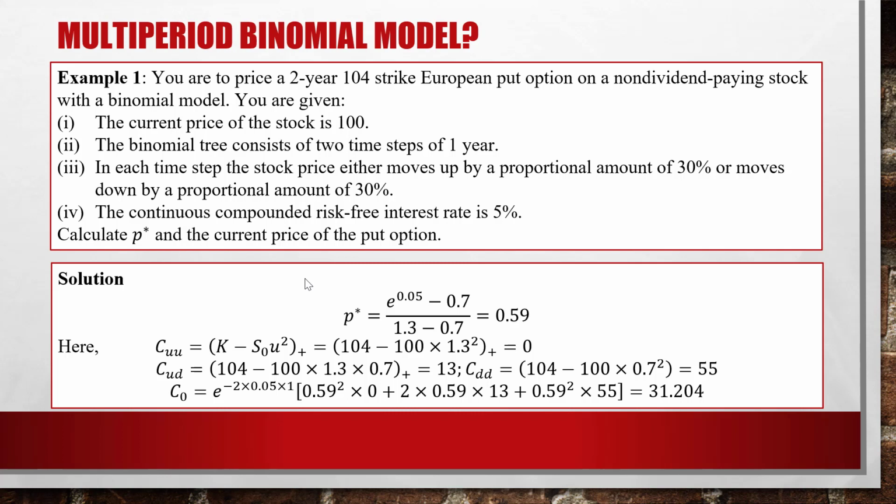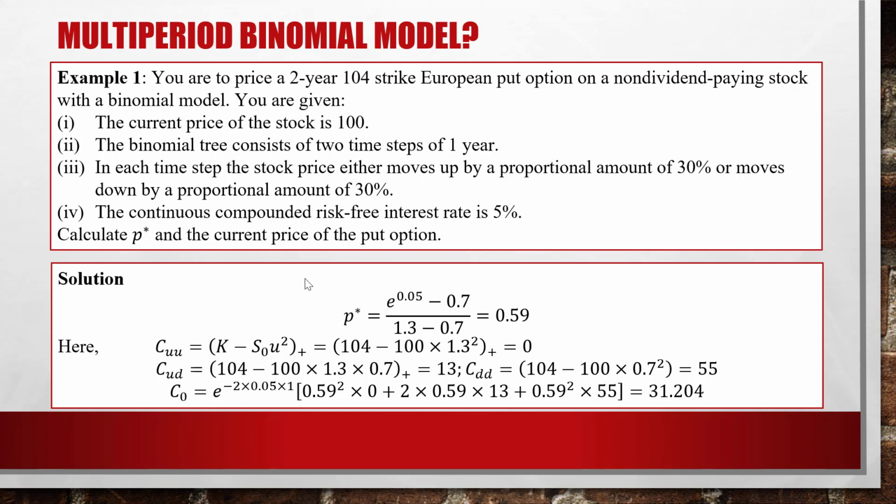Then Cud is equal to the positive part of 104 minus 100 times 1.3 times 0.7, taking the maximum between that and 0. So it should be 13 for Cud. And the payoff for Cdd is 55. Now we have Cuu, Cud, Cdd.